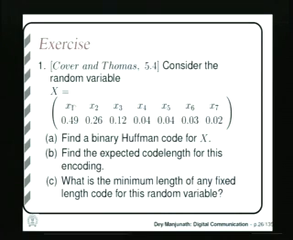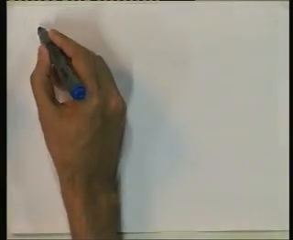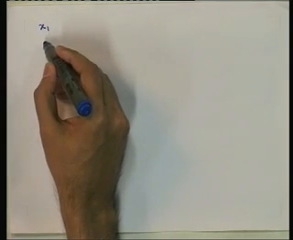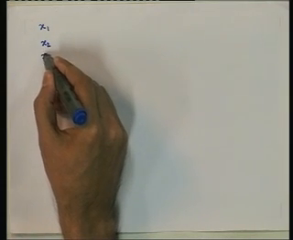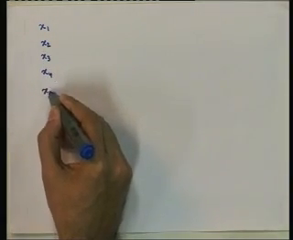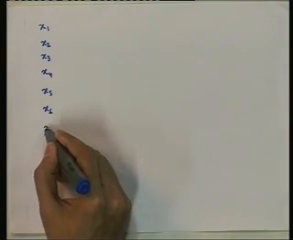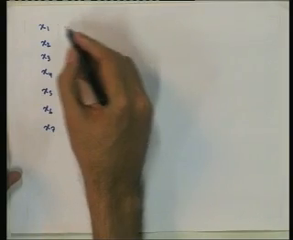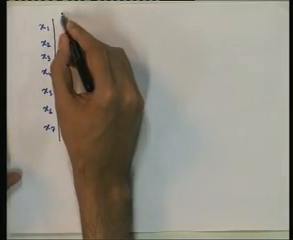So, this exercise says consider this random variable. This random variable takes these 7 values x1 to x7 with these probabilities. Find a binary Huffman code for this random variable x. Okay, so we will do as we did for the other example. So, we will first write these symbols here x1, x2, x3, we will write their code words here.